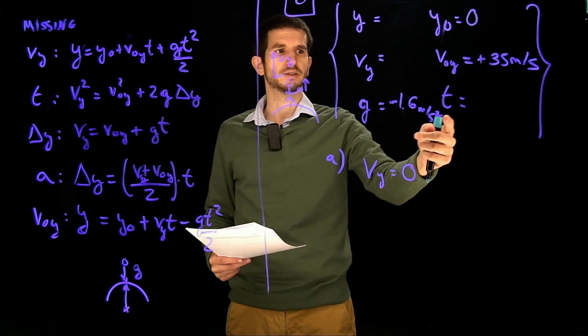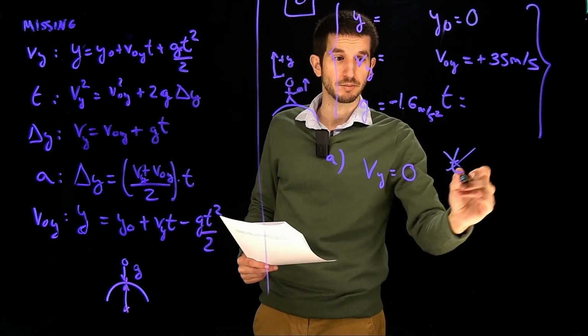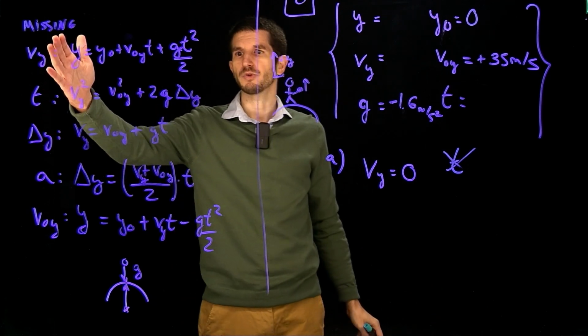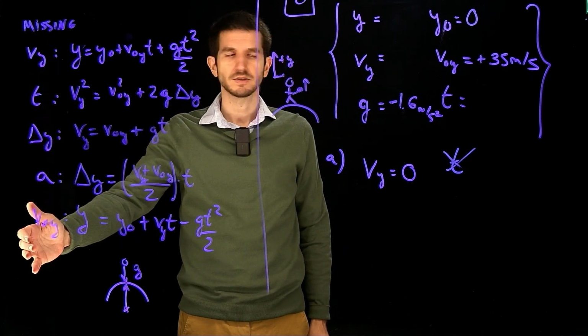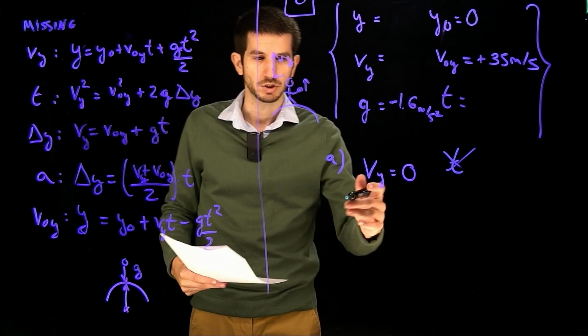And what about the time? We don't know anything. So the thing that we're missing is actually time. So we go to our set of equations and we figure out which is the equation that addresses a problem when we don't have any information on time. This is this one over here, so we just can write it down.